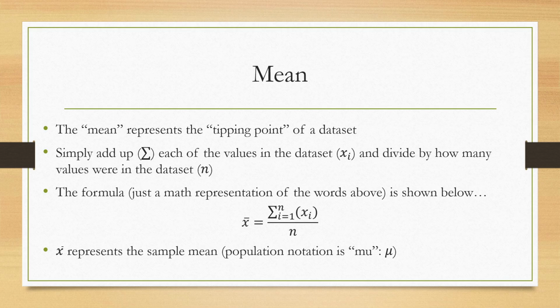So if we use x bar, remember, we tend to use sample statistics. X bar is the statistic. And to estimate population parameters, mu is the parameter.